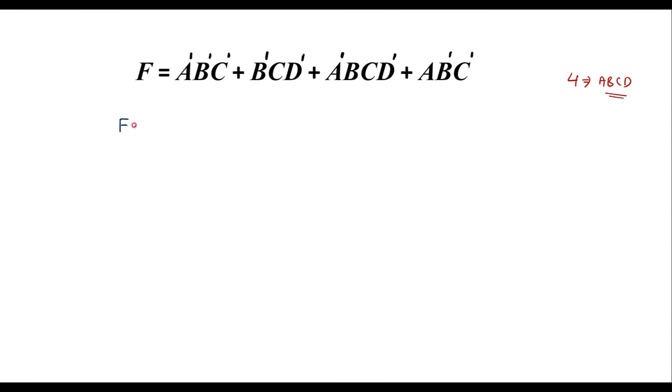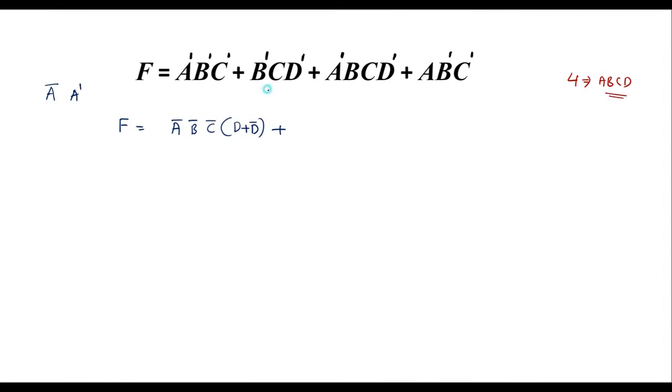f is equal to, here variable d is missing. I will use the representation as a bar instead of a dash. So I will write it as a bar, b bar, c bar. The d variable is missing, I can write it as d plus d bar, because we know that d plus d bar is always equal to 1. So it is same as a dash, b dash and c dash.